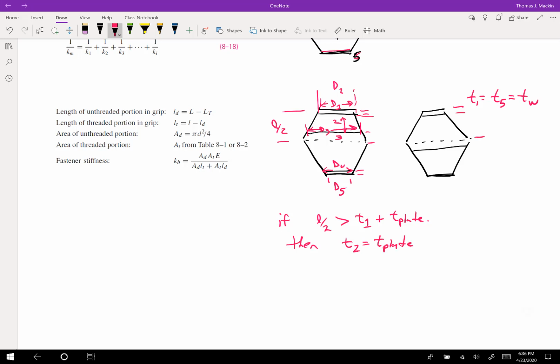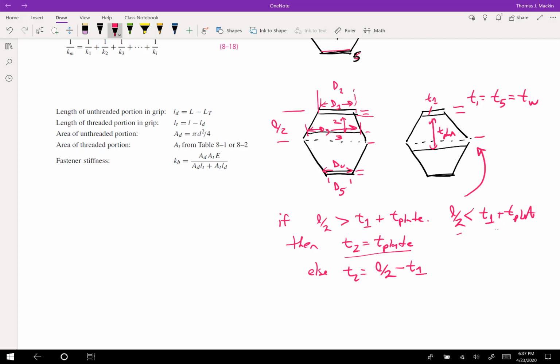If, however, L over 2 is less than T1 plus the thickness of the top plate, as it is in this case, so this is the top plate thickness, this is the thickness of the washer, which is T1. So if L over 2 is greater than T1 plus the thickness of the plate, then T2 is just equal to the plate. Else, T2 is equal to the grip half length minus T1.